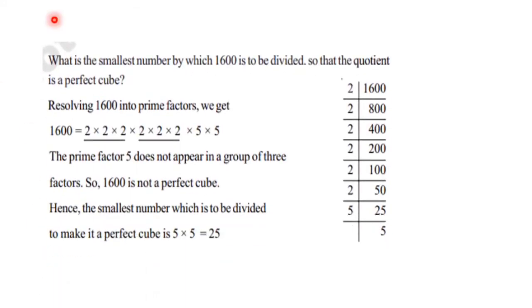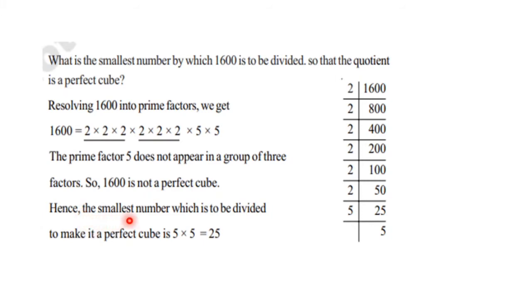Now, we see another problem. What is the smallest number by which 1600 is to be divided so that the quotient is a perfect cube? Resolving 1600 into prime factors, we get 1600 is equal to 2 × 2 × 2 × 2 × 2 × 2 × 5 × 5. The prime factor 5 does not appear in a group of 3 factors.